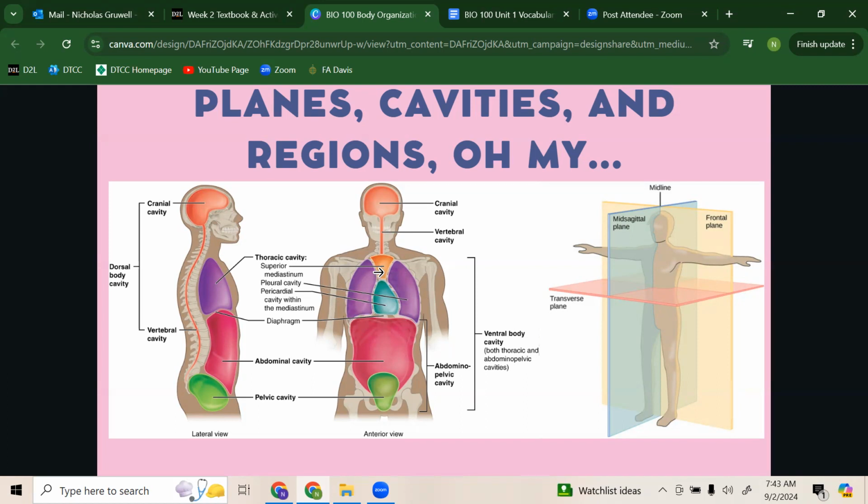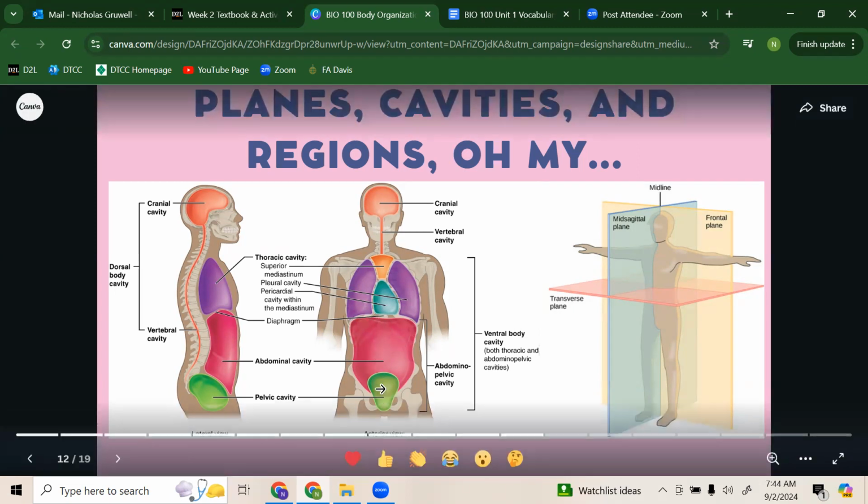So you have your superior mediastinum and our inferior mediastinum, or the pericardial cavity. This is where your heart is. You have your pleural cavity on the left and the right. So that's where our right and left lungs are. You can see here that the left one's a bit smaller because it's got space for our heart. We have our abdominal cavity and our pelvic cavity.